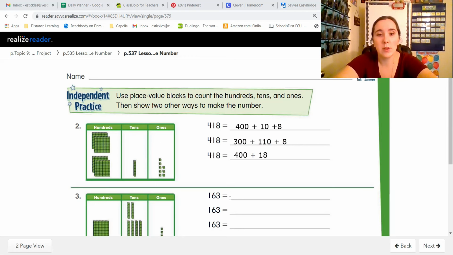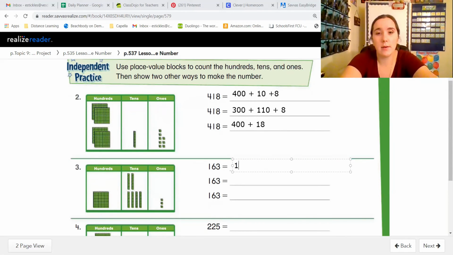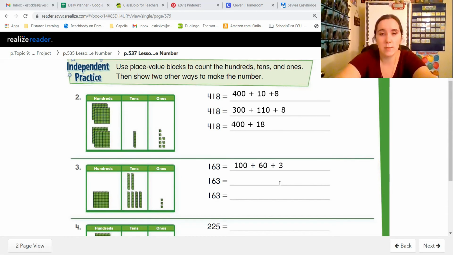I want you to do number 3 all by yourself. Come up with 3 different ways to write the number, and then we'll check it together. Okay, let me scoot down here. Okay, so we have 163. I'm going to write it out first like this. 100 flat is 100 plus 1, 2, 3, 4, 5, 6 tens, which is 60, plus 3 ones. So 163 is the same as 100 plus 60 plus 3.